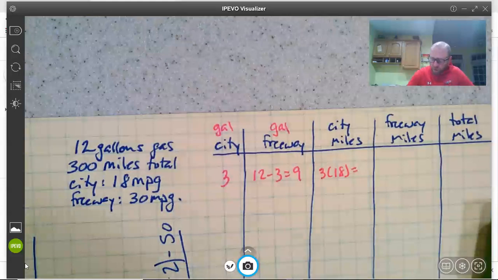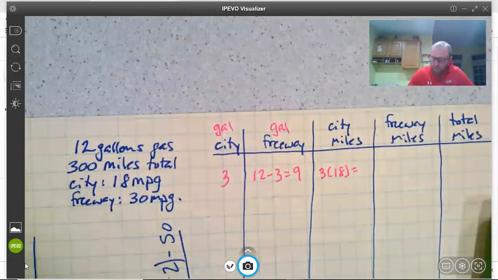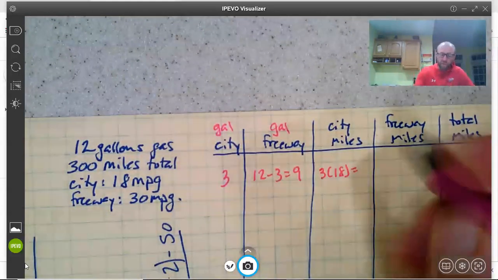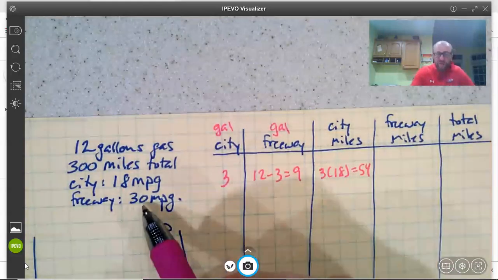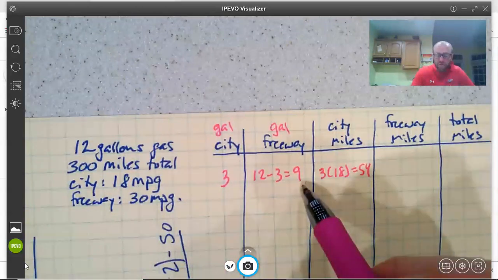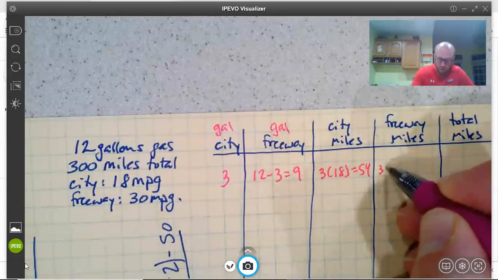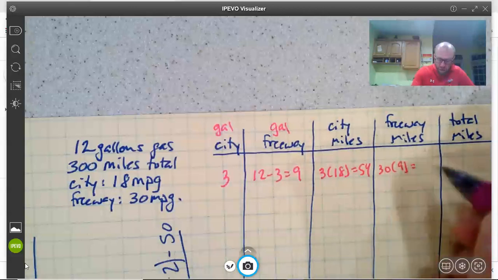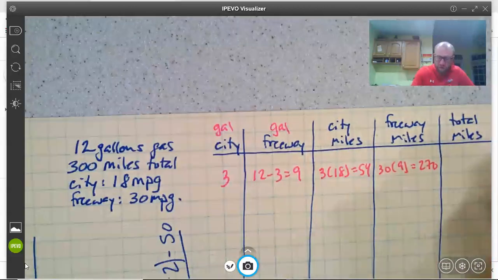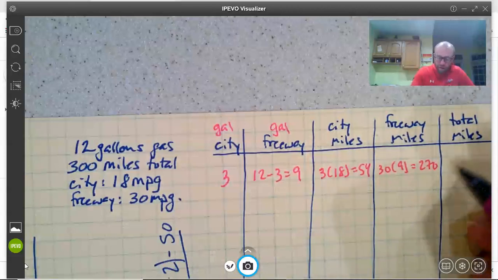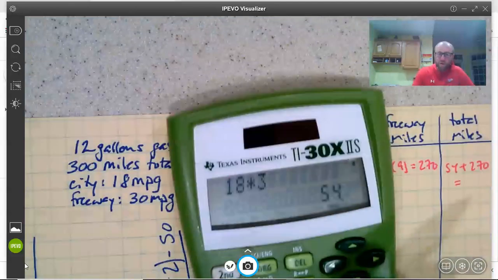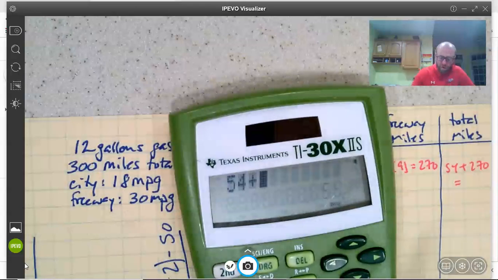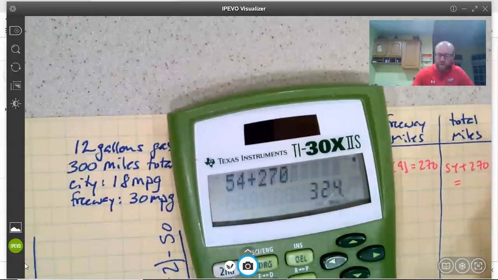It's early in the morning. 18 times 3, 54. Okay. I'm just checking. It's a little slow here in the morning. Freeway. Well, on the freeway, it's 30 miles for every gallon. So 30 miles times 9 gallons gives us 270. And so we've got 54 plus 270 equals, well, I know it's not 300, but what is it? 54 plus 270, 324.